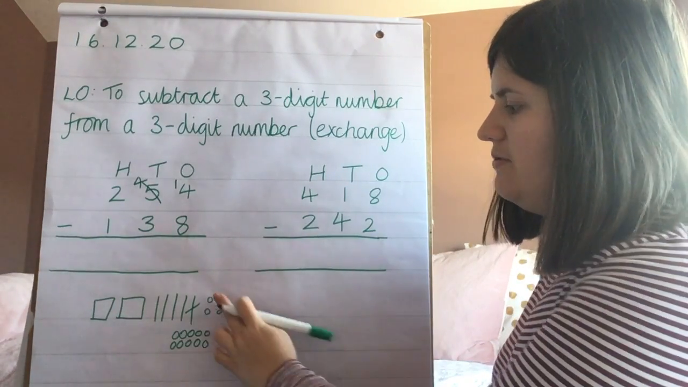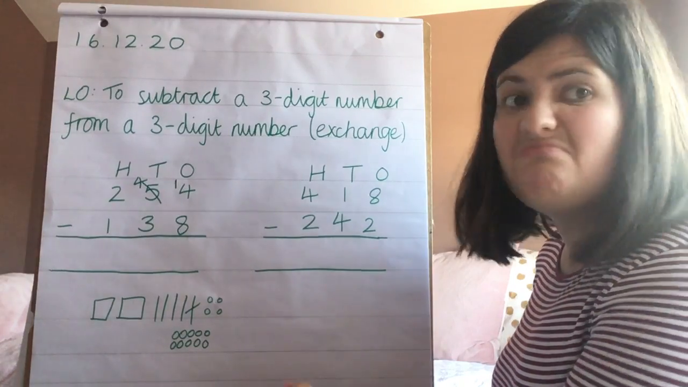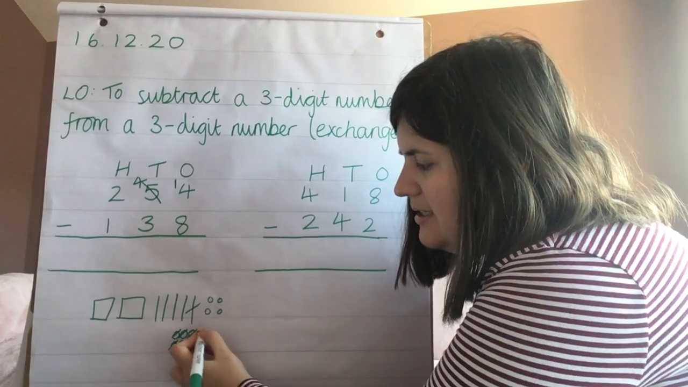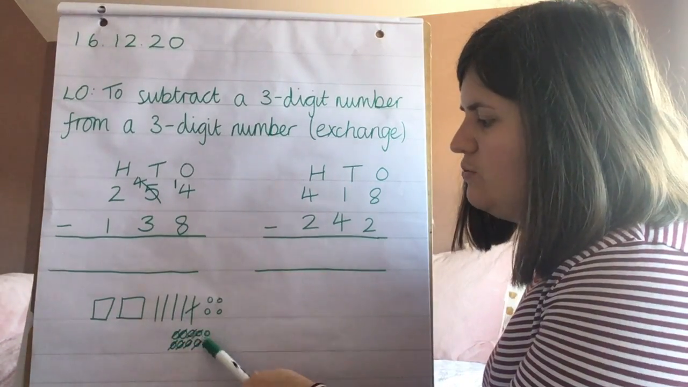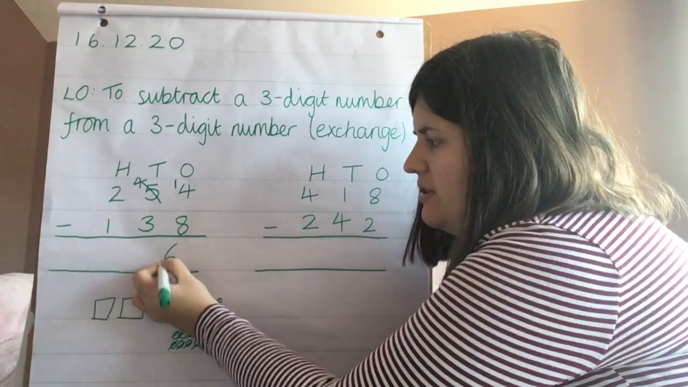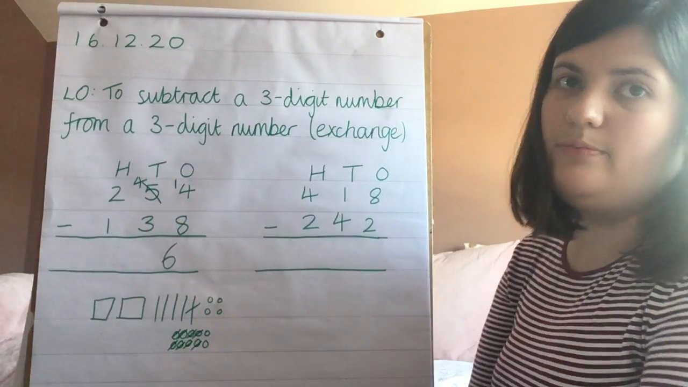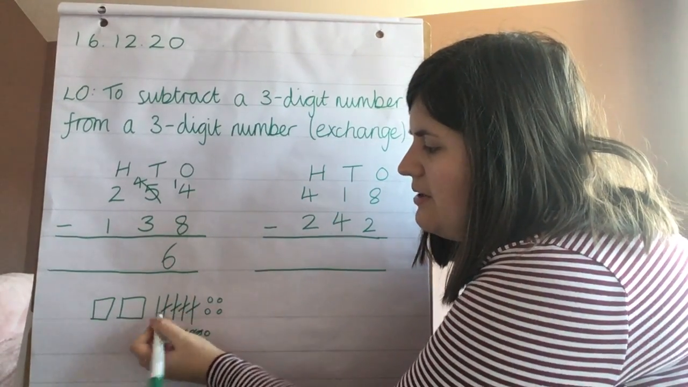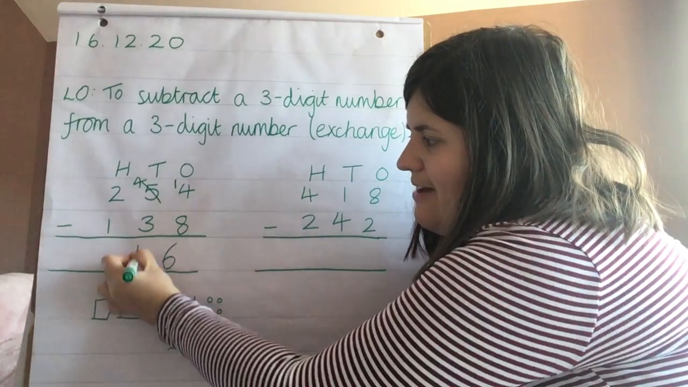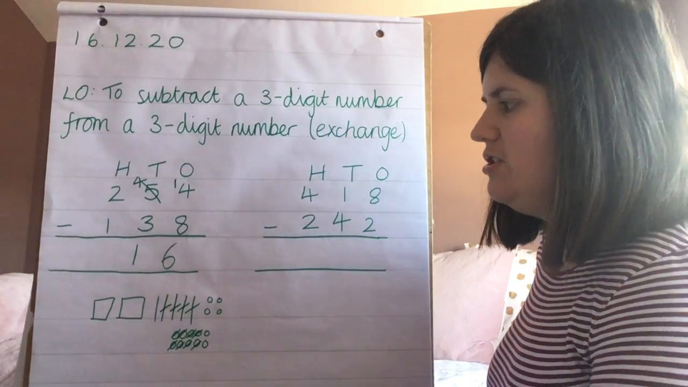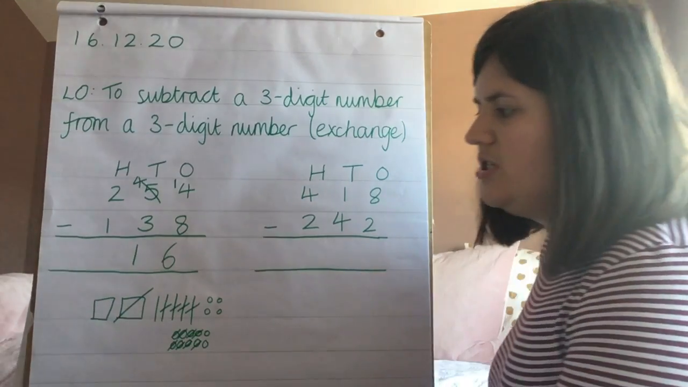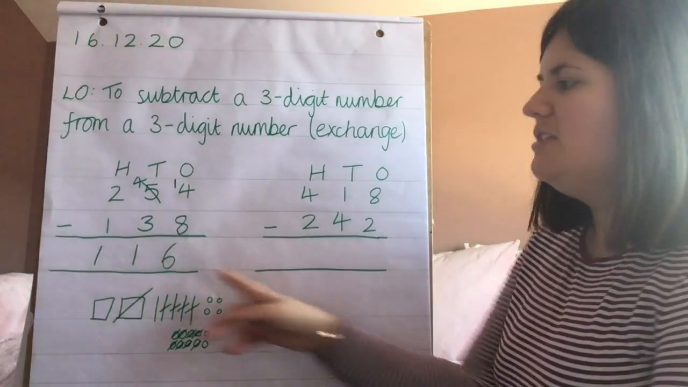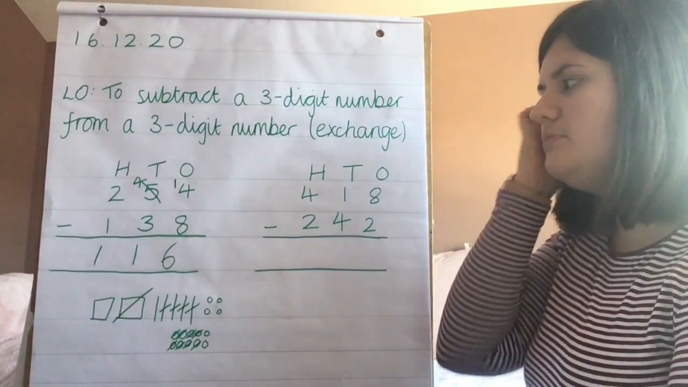Now, going back to my question, 14 ones take away 8 ones. I can do that quite happily. 1, 2, 3, 4, 5, 6, 7, 8. Count what's left. 1, 2, 3, 4, 5, 6. I'm left with 6 ones. Tens column. 4 tens subtract 3 tens. I can do 1, 2, 3. Leaves me with 1 10 left. And then for my hundreds, 2 hundreds subtract 100 equals 100. You could have done that a bit mentally, I think. So your answer would have been 116.